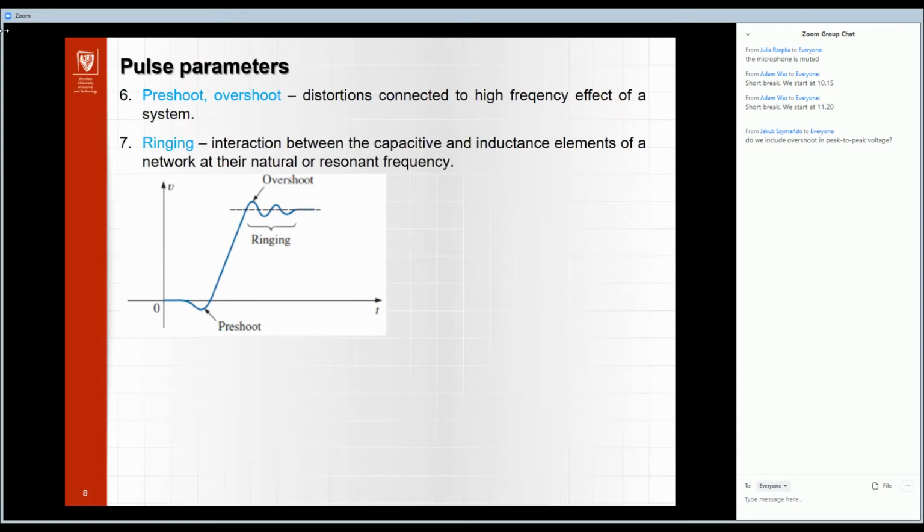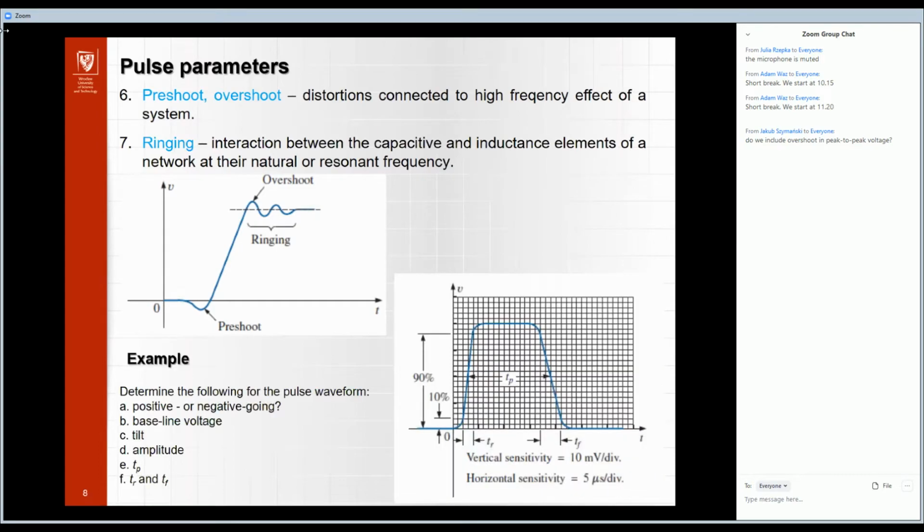Okay, and ringing. Ringing is the interaction between capacitance and inductance, as I said. We have the overshoot, which is from this baseline up to this point, and ringing is the periodic signal here. The elements of the network have their natural or resonant frequency, so the energy flows from capacitor to inductance, etc. So it is connected with ringing and with parasitic resonance circuits.